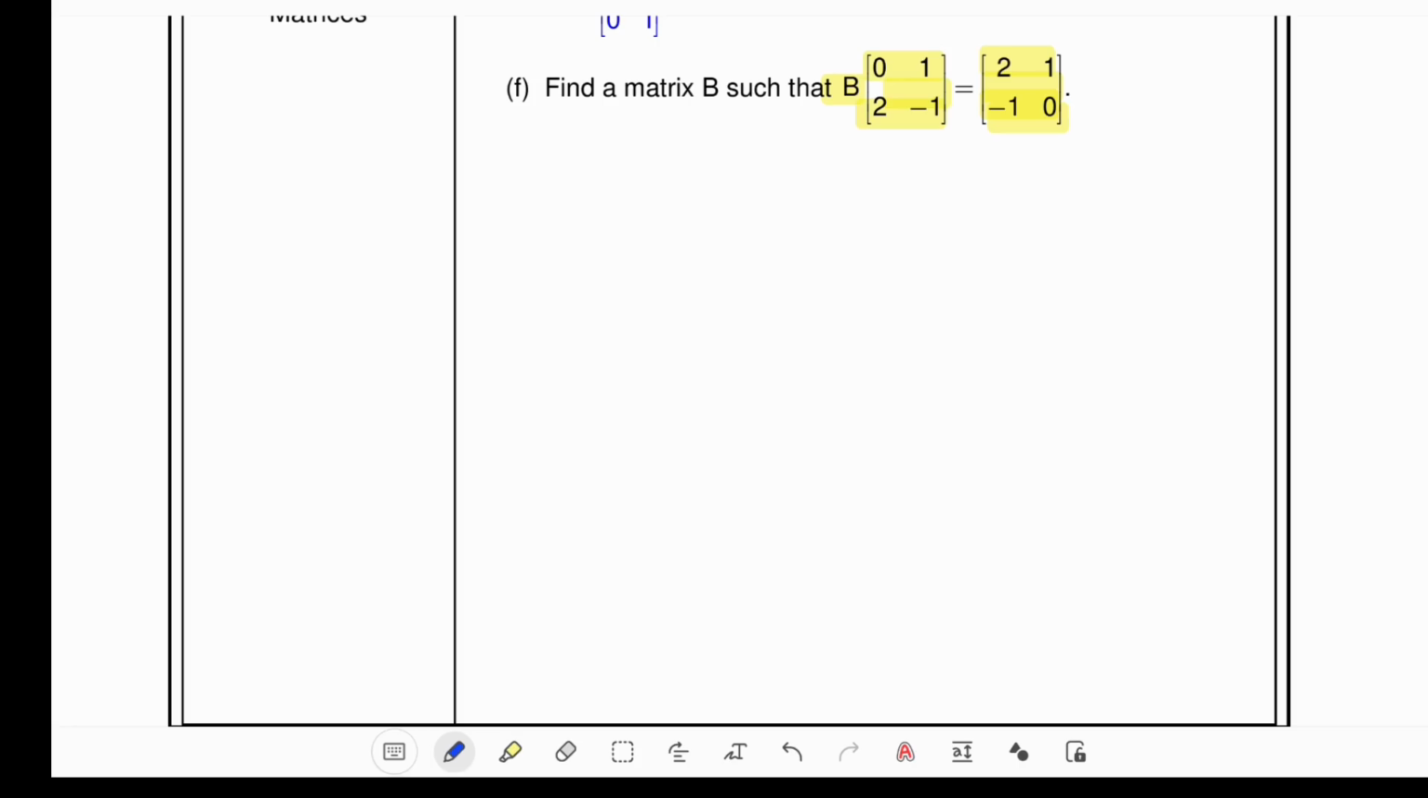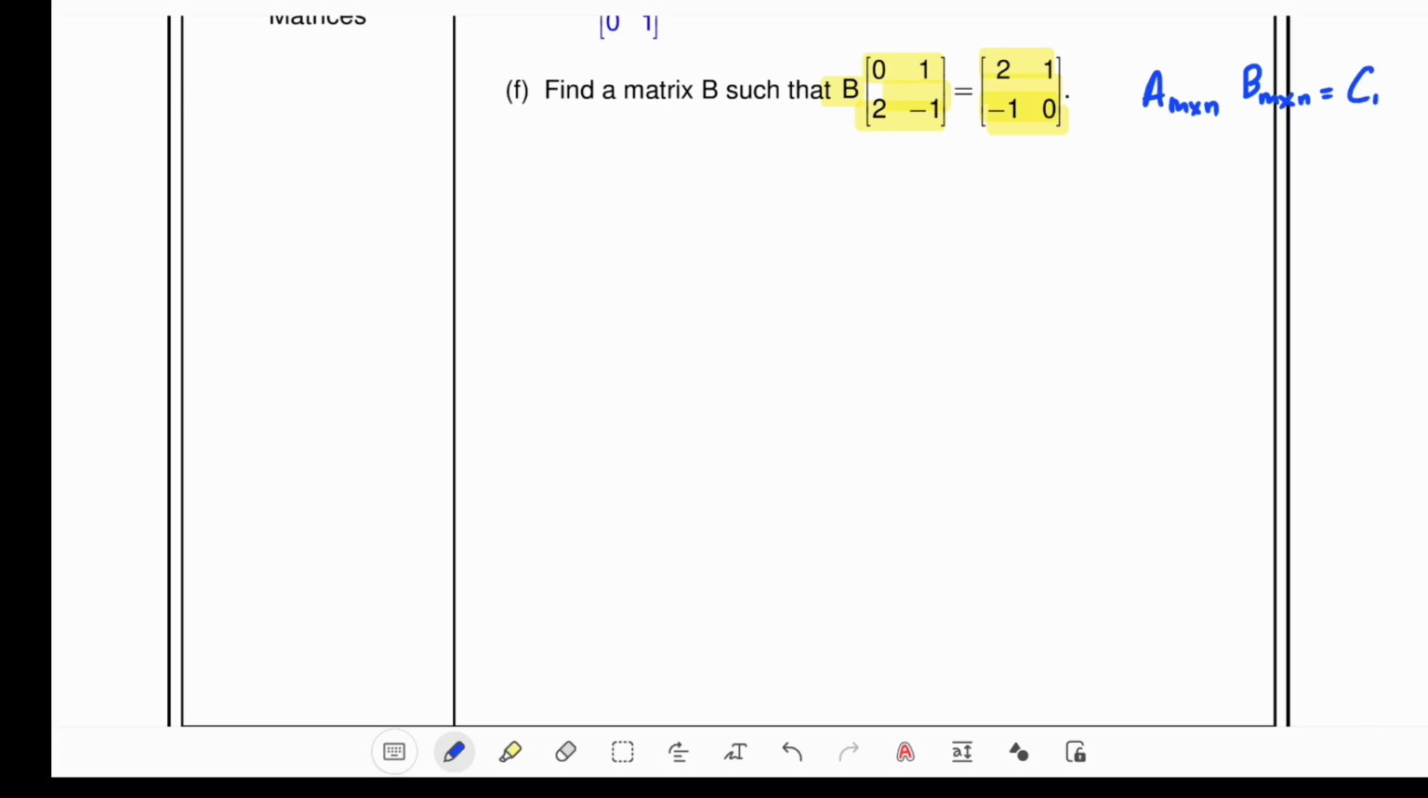So we go back to the compatibility of multiplication between two matrices. We should know that if we have matrix A of m by n and B of m by n, it will produce C of m by n, and it must be compatible in terms of this value. This value must be the same, n and m. So since the product here is 2 by 2, this one is also 2 by 2.